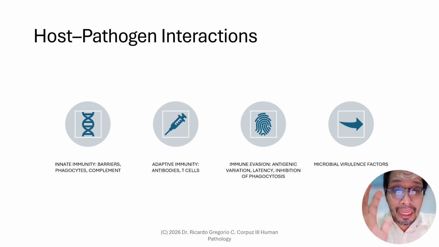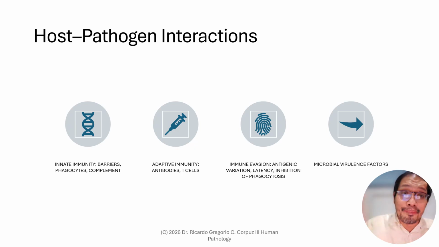Next, the microbial virulence factors. Virulence factors determine how aggressively a pathogen can invade or damage tissue: adhesins for attachment, enzymes that break down tissue, toxins that disrupt cell function, and mechanisms that suppress or manipulate immunity. The more virulence factors a pathogen possesses, the more severe the potential disease.